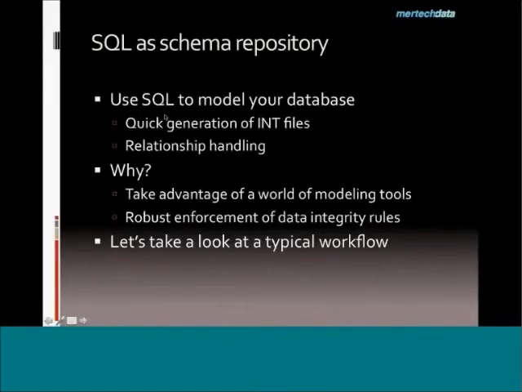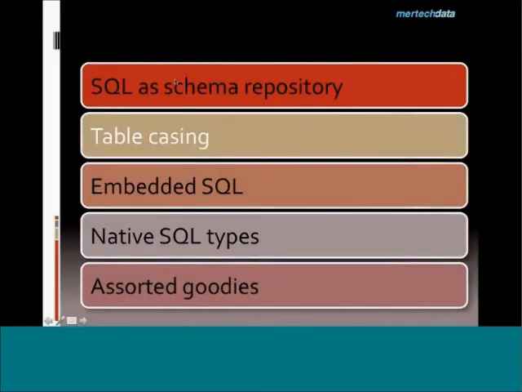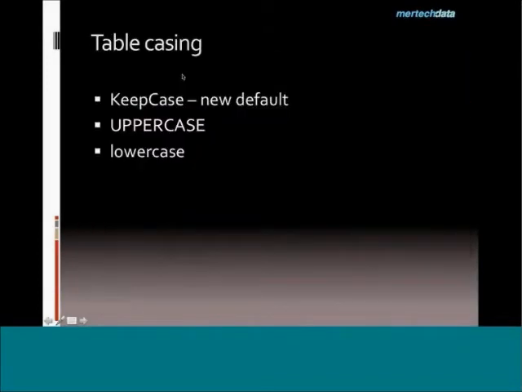Okay. So now let's talk a little bit about table casing. Table casing is probably the new feature that all of you will notice right away. Traditionally, we have uppercased everything, table names, field names, down to the index names and so on. Now we allow you to have full control over the casing. The new default that we have set up is to keep the casing.